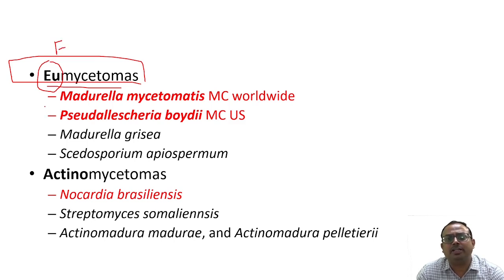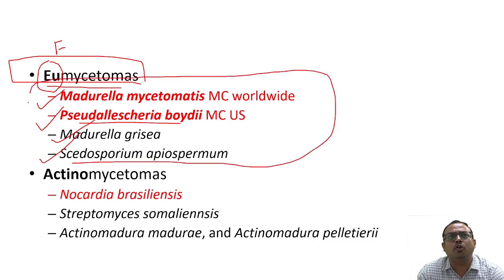So the important fungi are Madurella mycetomatis, Pseudallescheria boydii, Madurella grisea and Scedosporium apiospermum. So these are the 4 common fungal species causing eumycetoma. Okay, among actinomycetomas, the important ones are Nocardia brasiliensis, Streptomyces and Actinomadura species. Okay, so let's move ahead.